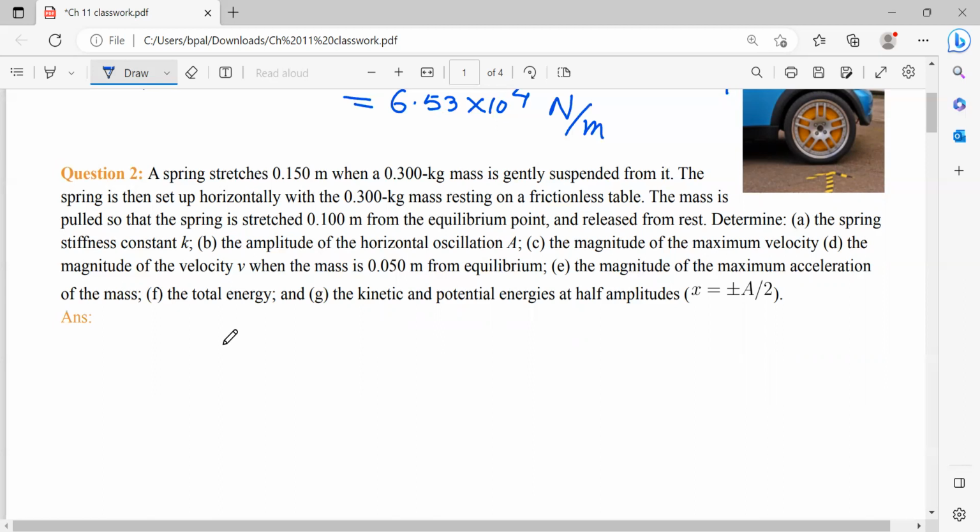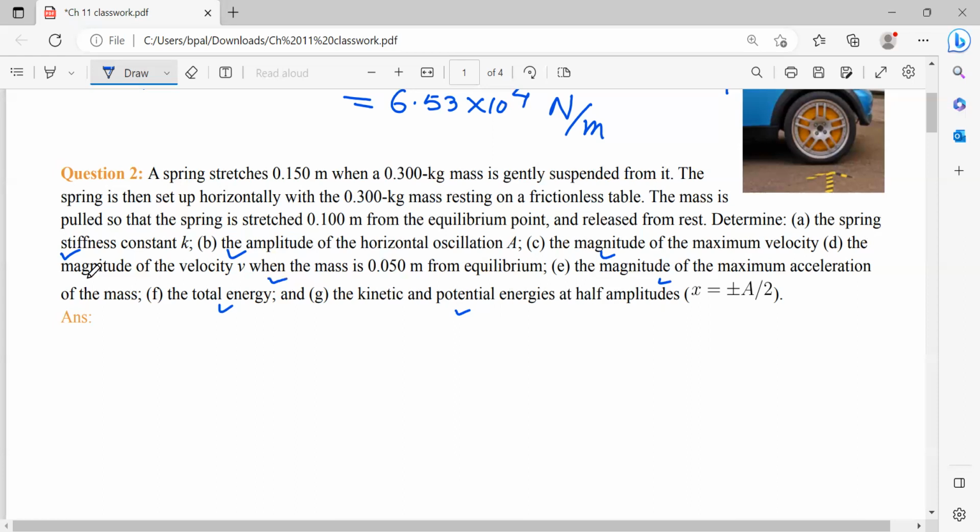The mass is pulled so that the spring stretches to 0.1 meter from the equilibrium point and released from rest. First we have to find the spring stiffness constant, then the amplitude, then the maximum velocity, then the magnitude of the velocity when the mass is 0.050 meter from the equilibrium, and the magnitude of the maximum acceleration, the total energy, and the kinetic and potential energies at half amplitude. So a lot of things we have to calculate here.